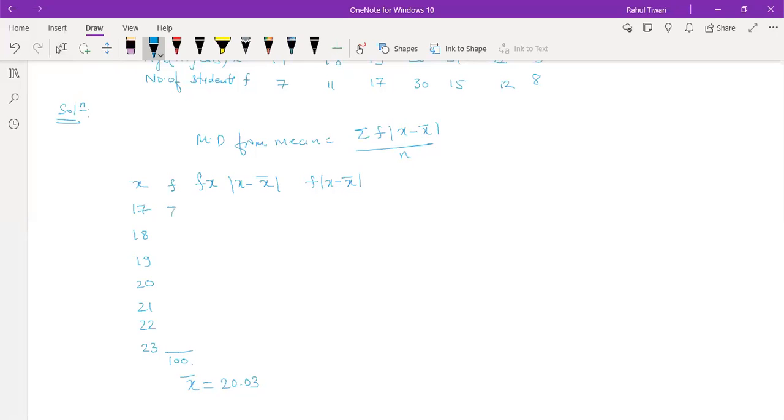So this is 7, 11, 17, 30, 15, 12, 8. Do the multiplication. So you'll get 119, 198, 323, 600, 315, 264, 184. Total becomes 2003. Just check it. Is it coming 2003?